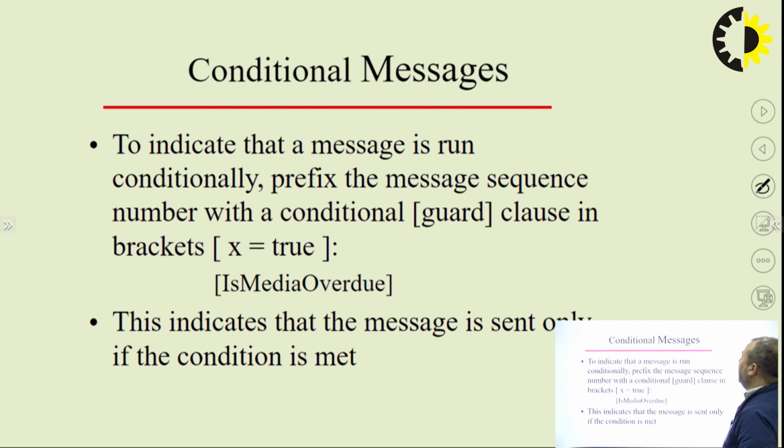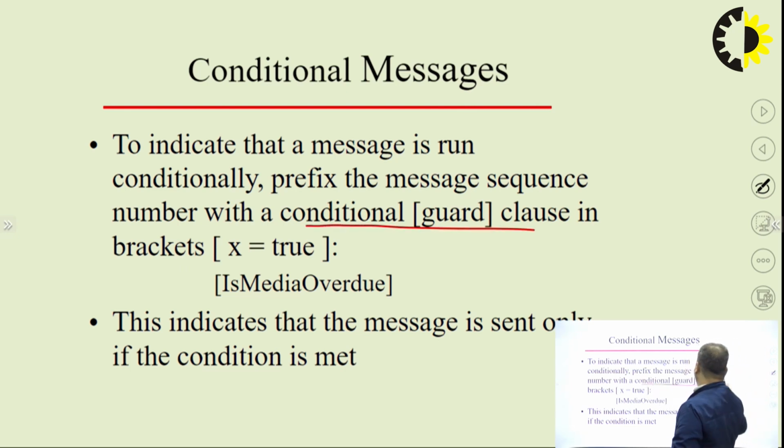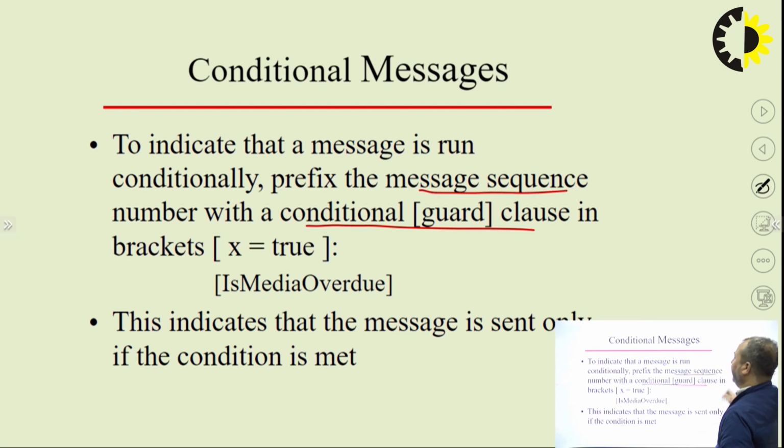Even if there is a conditional message, we can represent it in the collaboration diagram. To indicate that a message is conditional, prefix the message sequence, meaning the numbering, with a condition. This indicates that the message is sent only if the condition is met. If it is shown, it is just like a conditional message.